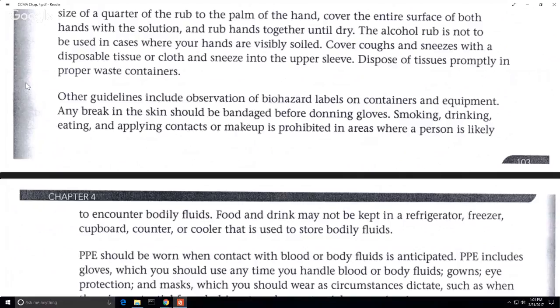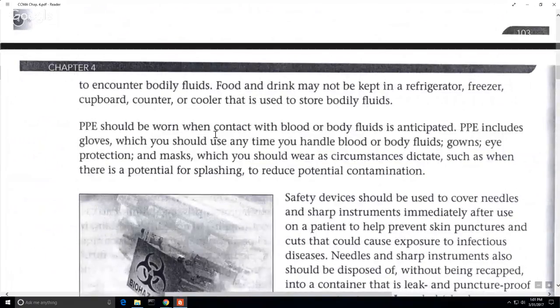Personal protective equipment should be worn when contact with blood or body fluids is anticipated. PPE includes gloves, which you should use anytime you handle blood or body fluids, gowns, eye protection, and masks.